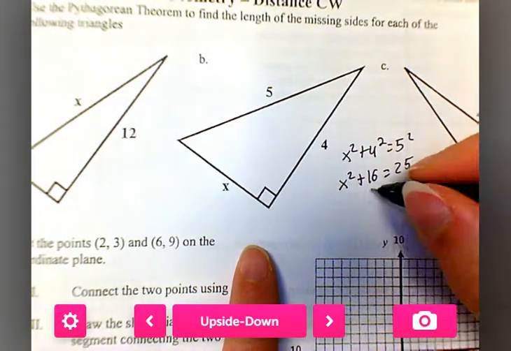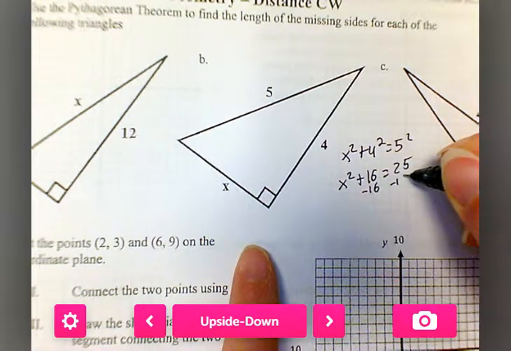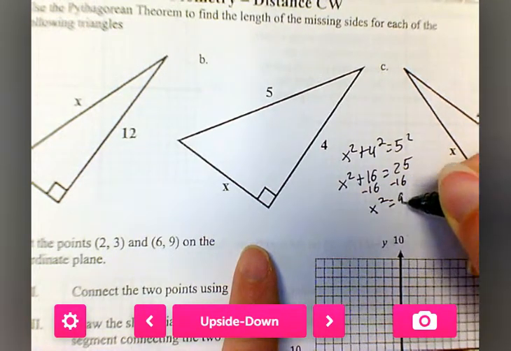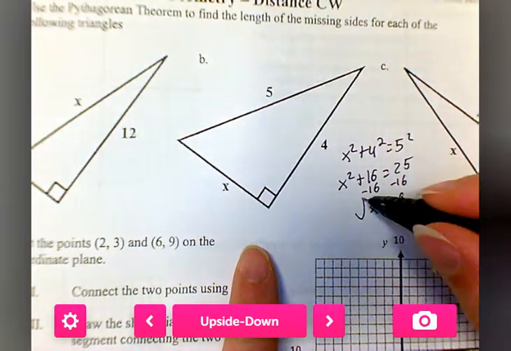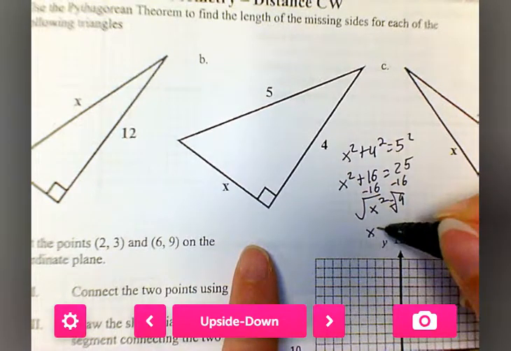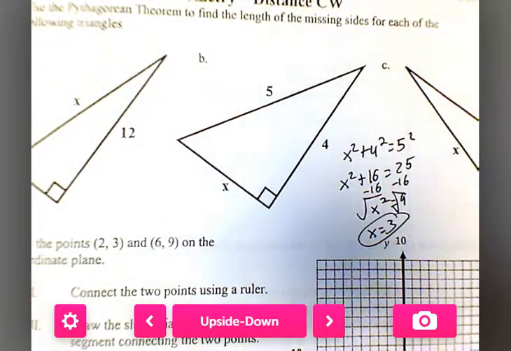I'm going to subtract 16 from both sides, and I get x squared equals 9. I'm going to square root both sides, and x equals 3. And we could say plus or minus 3, but we're talking about a triangle, so we're talking about positive 3. So I did that super fast, right? But we've been doing Pythagorean theorem since when?